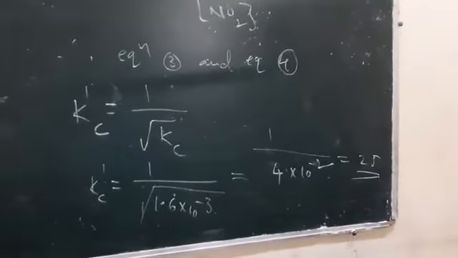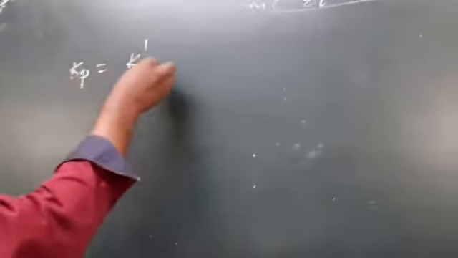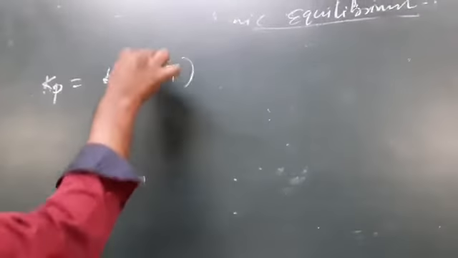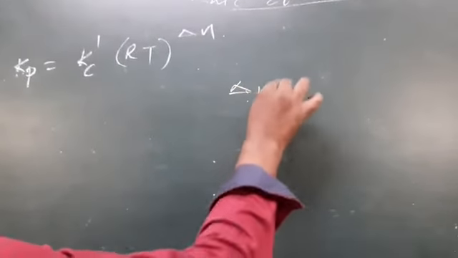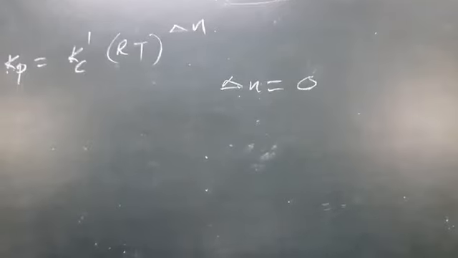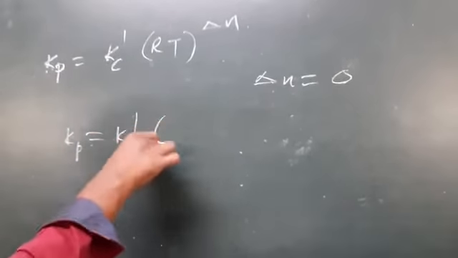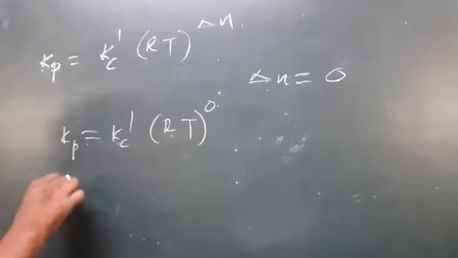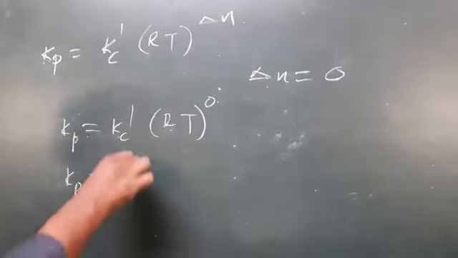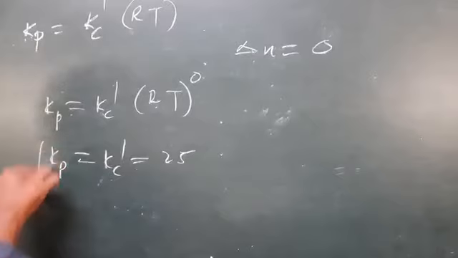But the answer they are asking for is Kp. Kp equals Kc prime into RT power delta n. The delta n for this reaction is 0. So Kp equals Kc prime RT power 0, and something power 0 is 1. Therefore Kp equals Kc prime, which is 25.